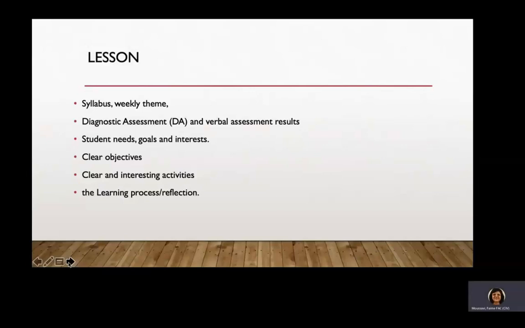So the lesson design is based on the syllabus, diagnostic assessment, verbal assessment, students' needs, goals, and interests, both as individuals and as groups. Clear objectives and interesting activities, and assessment of whether the objectives are achieved. Therefore, to prepare that, I analyze the passage and develop activities that foster critical thinking and collaboration among the students, and passages that present different interpretations. Therefore, the focus is on discussion and rationalization rather than one correct answer. And then continuously, there is reflection, review, modification, and developing new materials.